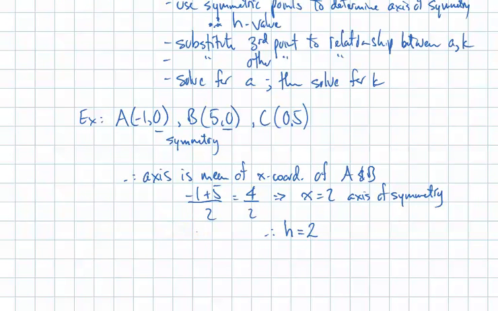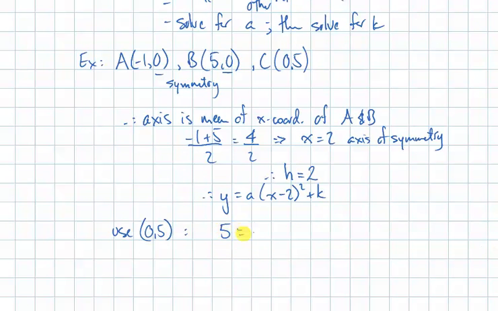So now I will write y equals a(x minus 2) all squared plus k. So I now know that h value. Now I'm going to use one of the other points. (0, 5) hasn't been used yet. Let's substitute that. 5 equals a(negative 2) all squared plus k. This leads to the relationship k equals 5 minus 4a by squaring this and subtracting to the other side.